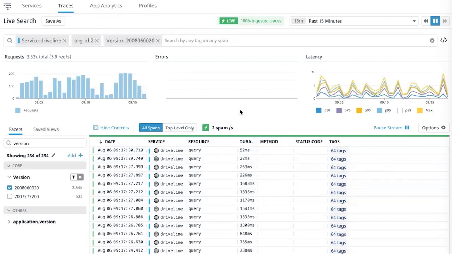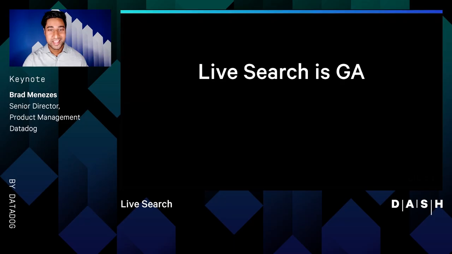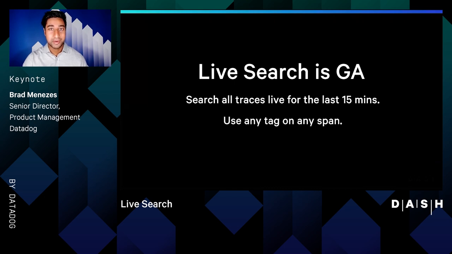So with live search, whether you're deploying an application to production for the first time, or you're maintaining one of the largest legacy apps in the world, live search will work at your scale. And today, live search is GA. And to summarize, you can search all traces live for the last 15 minutes, by any tag on any span. And it's included in Datadog APM.